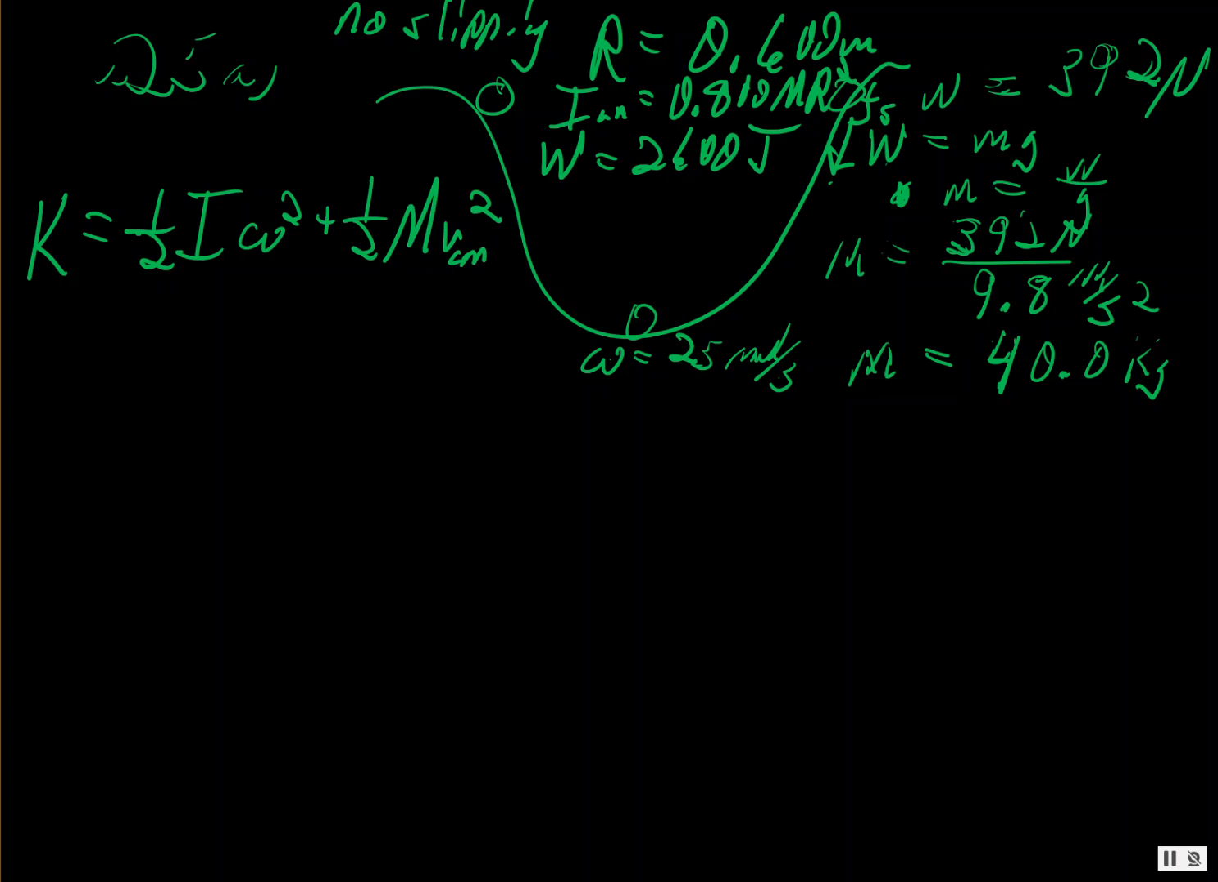So since this wheel is rotating, there's two things going on. You've got the moment of inertia of the wheel, and you've got the translational, or the center of mass, velocity of the wheel. You've got those two quantities at work on the wheel. So as I said a minute ago, this is going to become a work kinetic energy theorem.